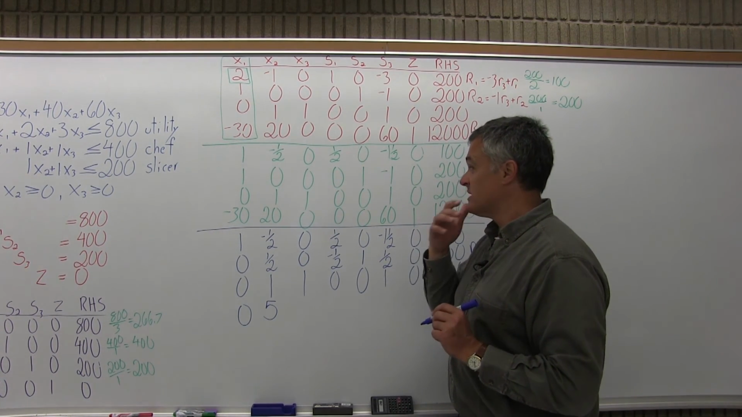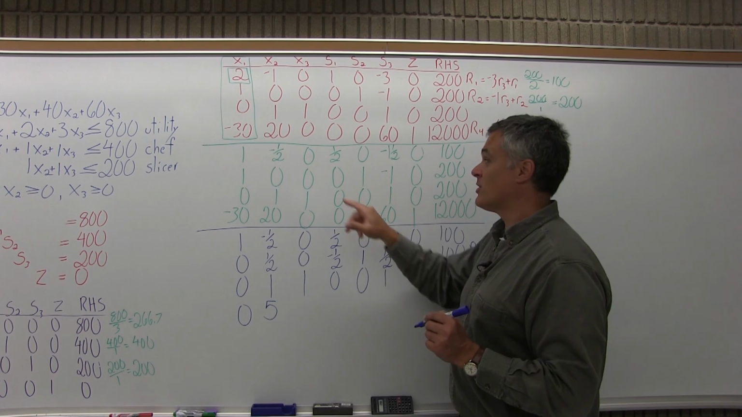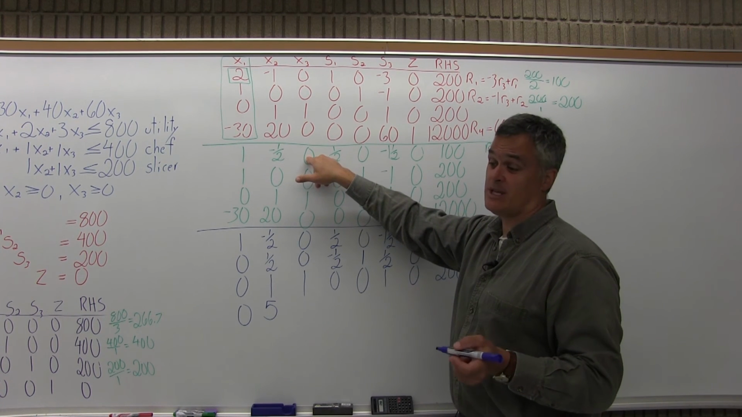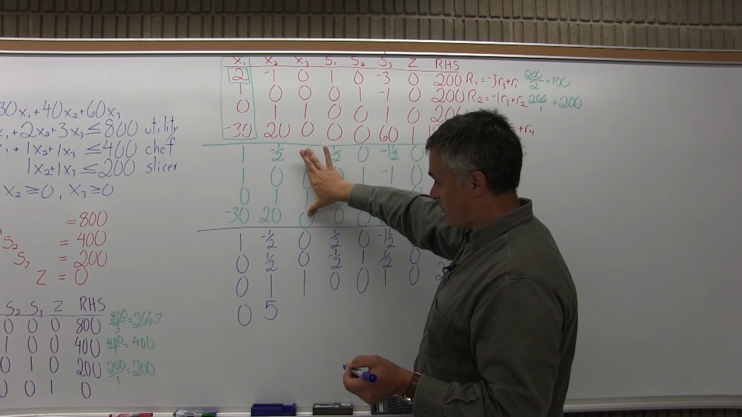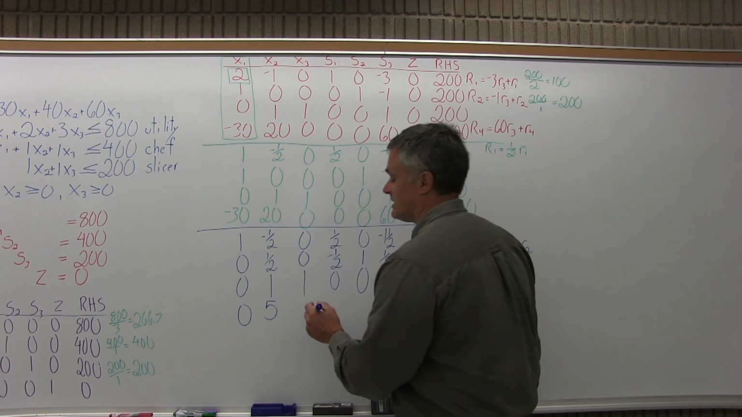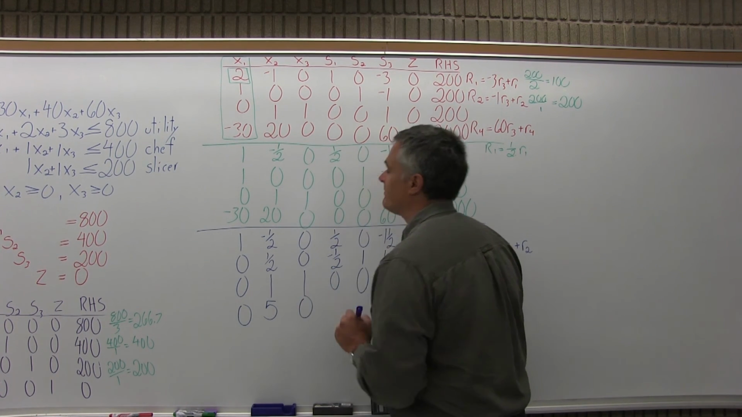So next one is no problem. The x3 column, I'm going to do 30 times row 1 is 30 times 0. That gives me a 0. And I'm going to add that result to what's in row 4, which is another 0. So I add 0 plus 0, and I get a 0.